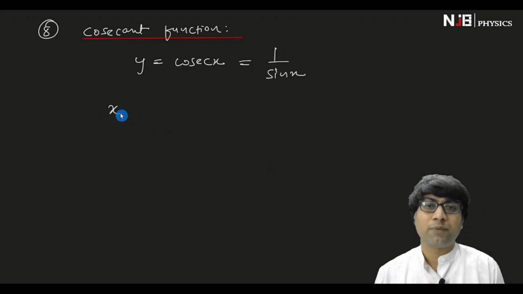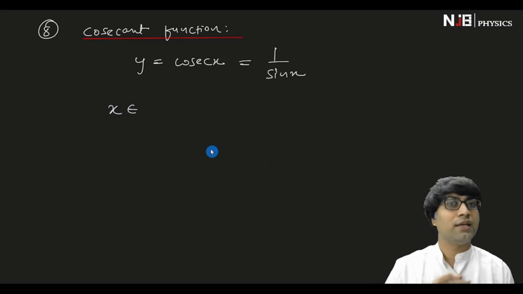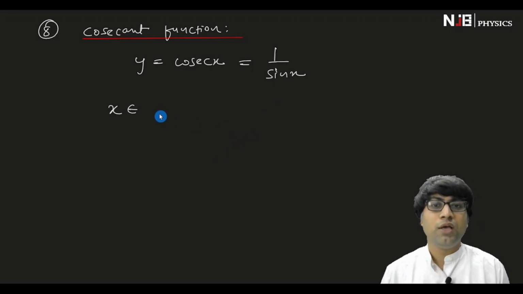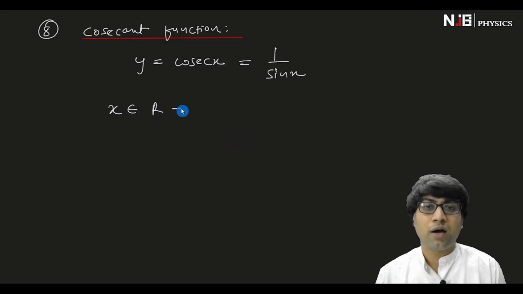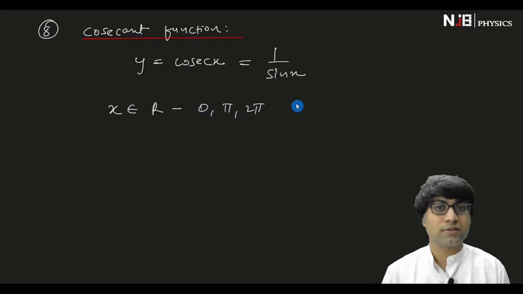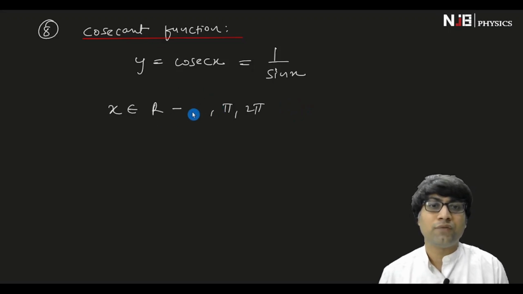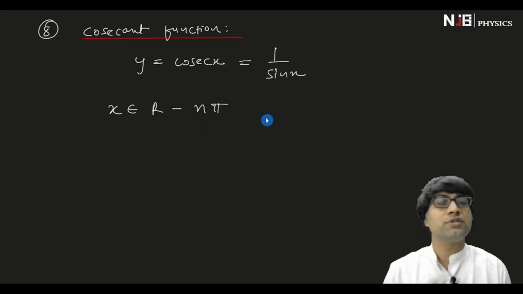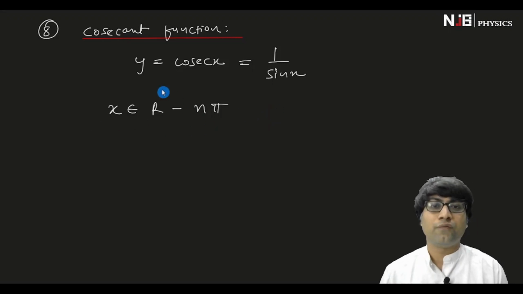What is the domain? That means all values that x can take. Well, x can take any value except those values where sine x is going to be 0. Therefore, the domain is going to be R minus all those values. That means 0, pi, 2 pi, and so on, of course plus minus. So we can simply write that the domain of this function is going to be R minus n pi, and of course this n is an integer, so it can take any value, positive, negative, as well as 0. So that is the domain of this cosecant function.